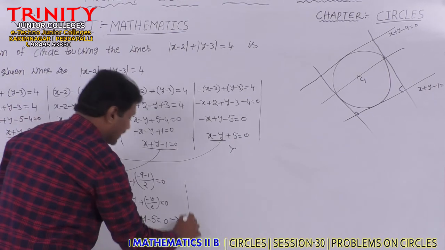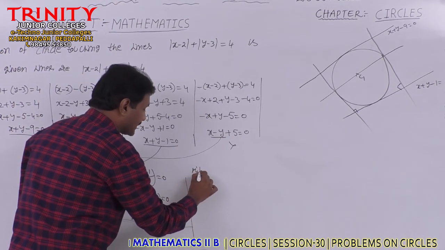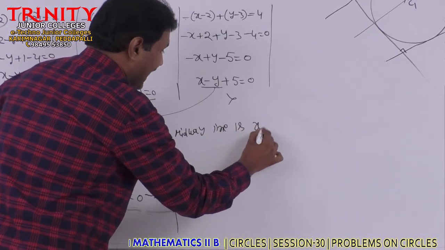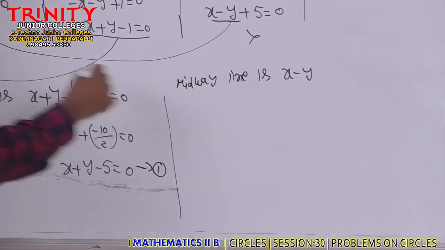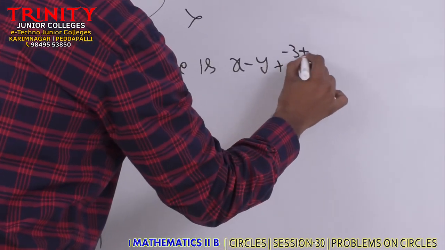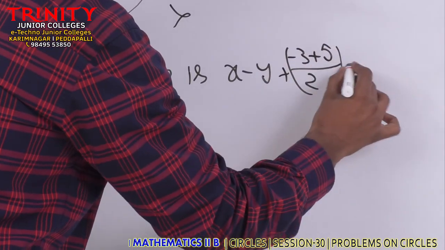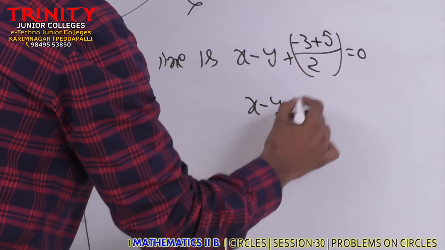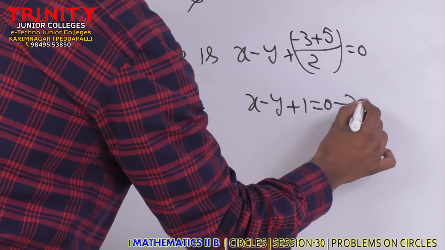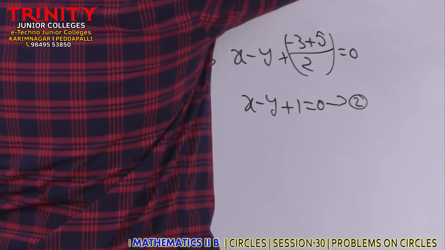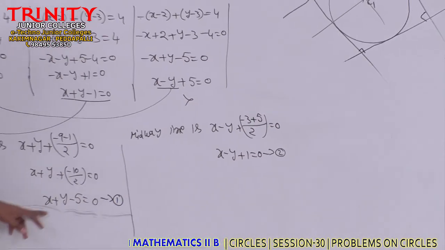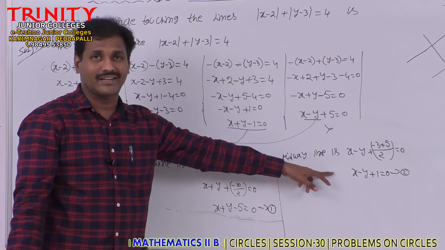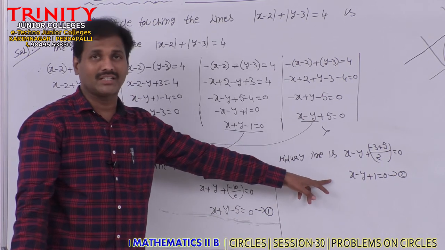The midway line of these lines is x minus y. Here constant is minus 3. Minus 3 plus 5 by 2 equal to 0. x minus y plus 2 by 2 plus 1 equal to 0. This is equation 2. This is one midway line. This is another midway line. These 2 lines pass through the center of the circle.